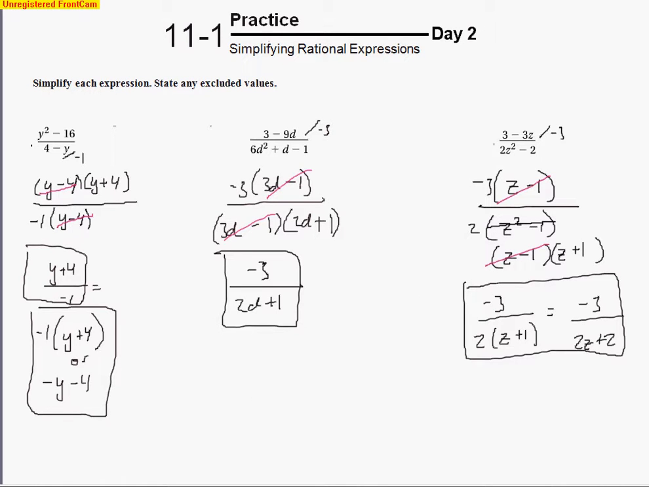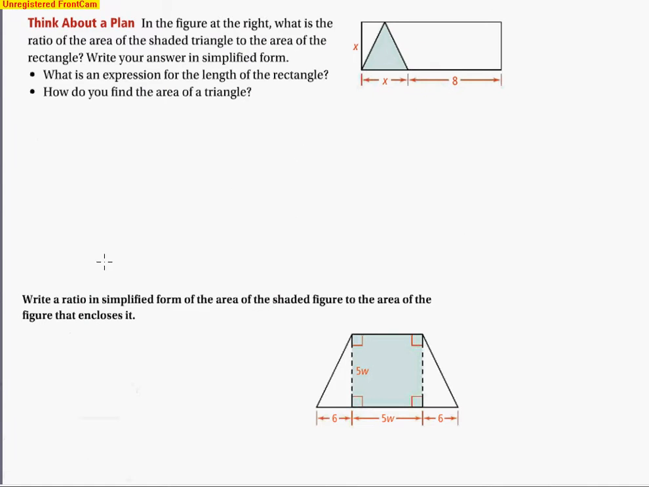Let's take a look at the next problem. Here we've got a couple word problems, and it says that in the figure at right, what is the ratio of area of the shaded triangle to... so right there, that tells us the fraction. So ratios are fractions. They're a comparison of two numbers. And so we're going to put the area of the shaded triangle over the area of the rectangle.